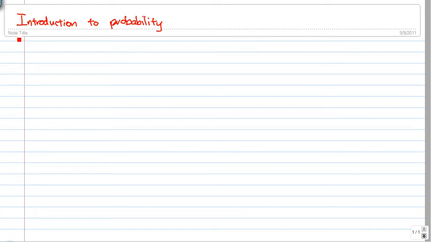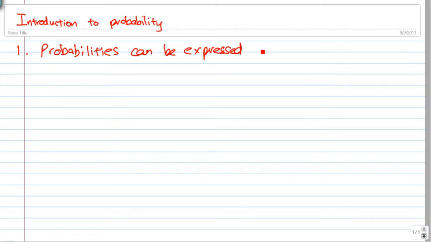Alright, in this lesson we're going to introduce you to the concept of probability. One thing to note, just key points: probabilities can be expressed as proper fractions most of the time. It can be expressed as fractions, most of the time as proper fractions. It can even be expressed in terms of decimals and percentages.